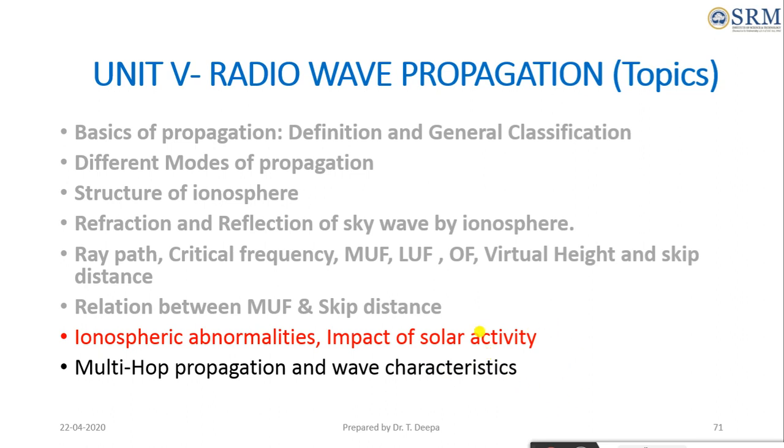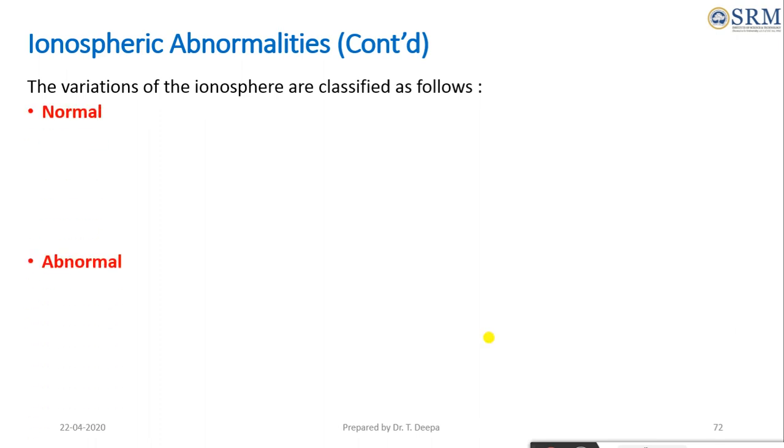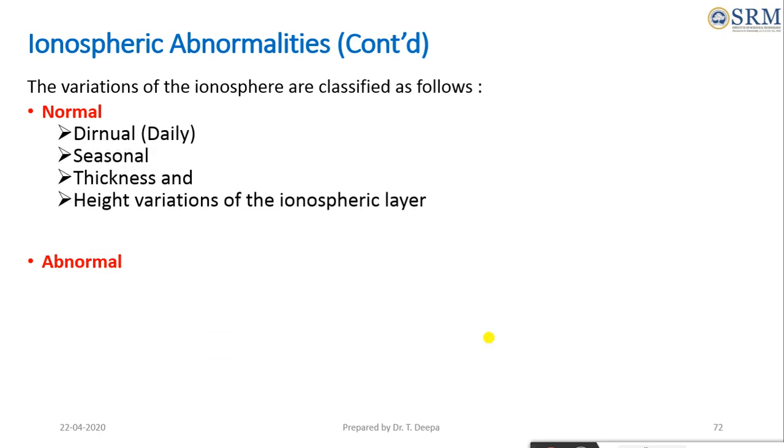In this lecture we see about the ionospheric abnormalities and the impact of solar activity. The electrical characteristics of the ionosphere depend on solar radiation and they vary continuously. The variations of the ionosphere are classified into two categories, normal and abnormal. The normal variations in the characteristics of the ionosphere are daily, based on the seasonal thickness of the layer, and depend on the height variations of the ionospheric layers. The abnormal variations occur due to the changes in solar activity.